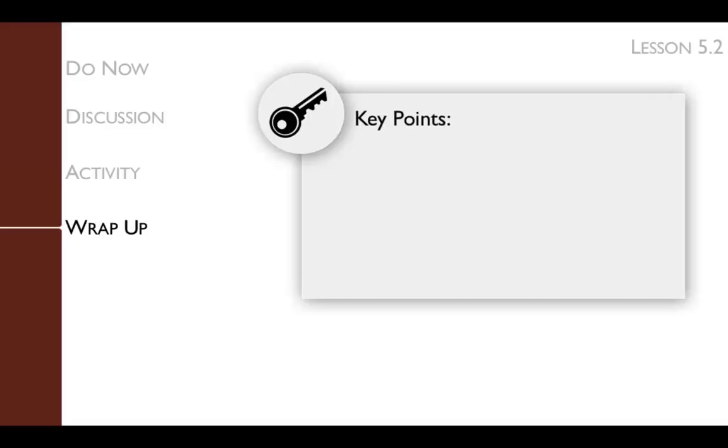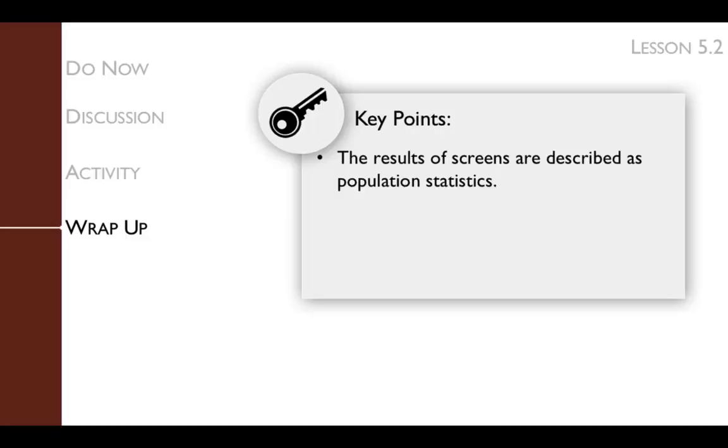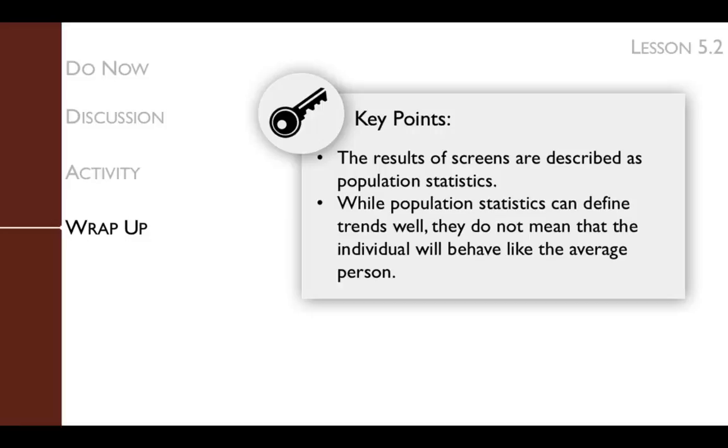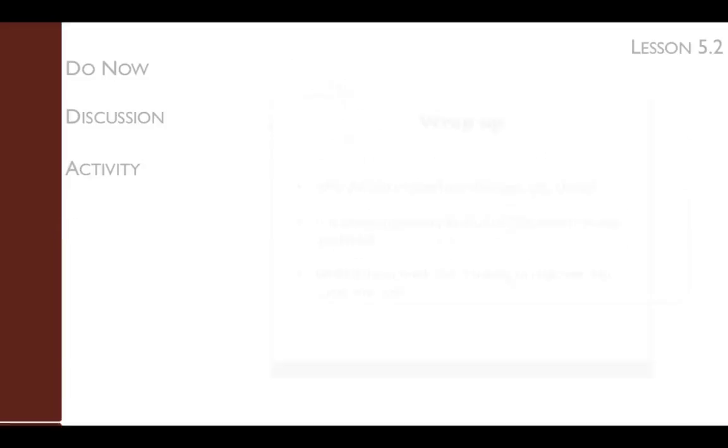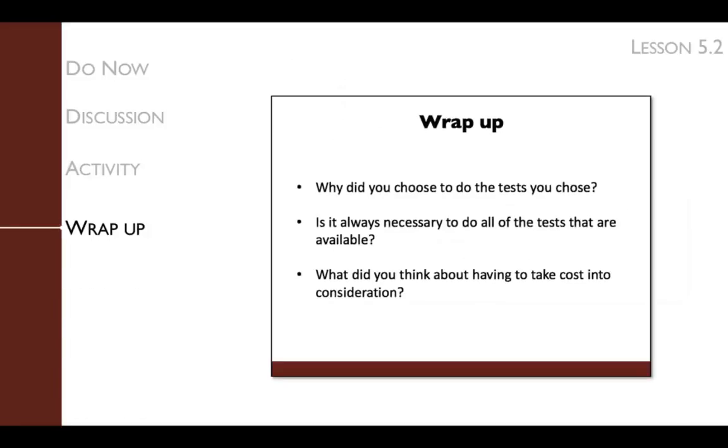The key points of the lesson's wrap-up are that the results of screens are described as population statistics. While population statistics can define trends well, they do not mean that the individual person will behave like the average person. In the wrap-up, students will use their worksheets to focus on the consequences of false positives and discuss why the evidence from population statistics may not always be valid for an individual patient whose behavior is not average. The tension between the data provided by population statistics and an individual's behavior is at the center of many cancer treatment dilemmas. Often, the treatment available to individuals is limited by resources.